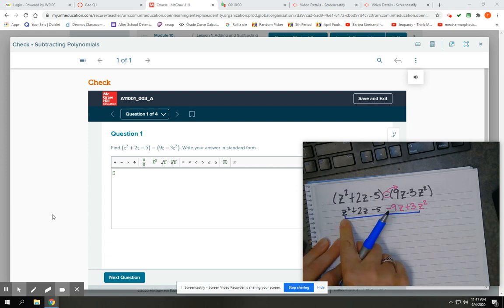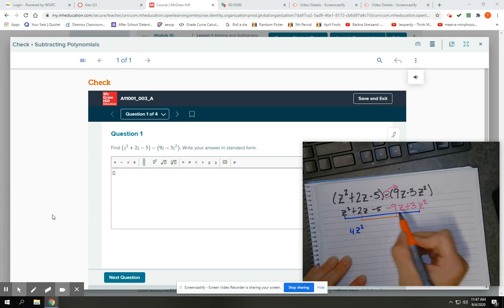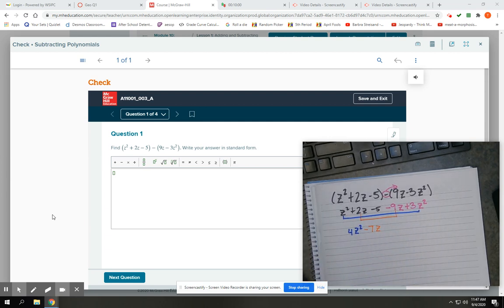So we've got a z squared and 3z squared, which gives us 4z squareds total. And then we've got 2z minus 9z, which is negative 7z. And lastly, we've got just a negative 5. So we should get 4z squared minus 7z minus 5.